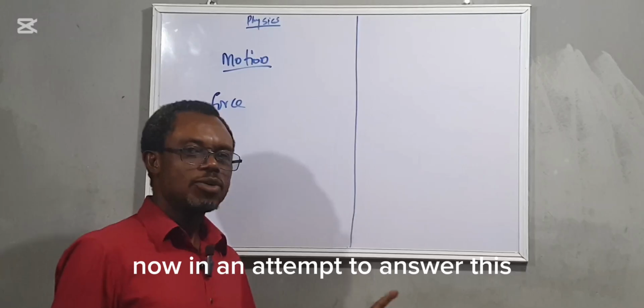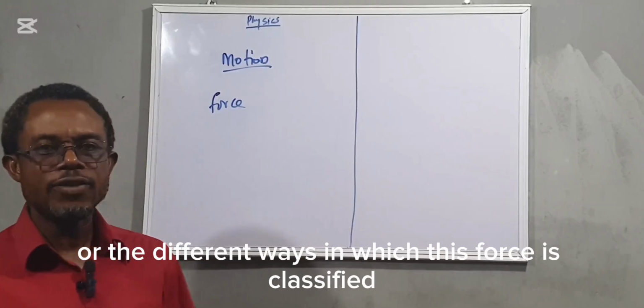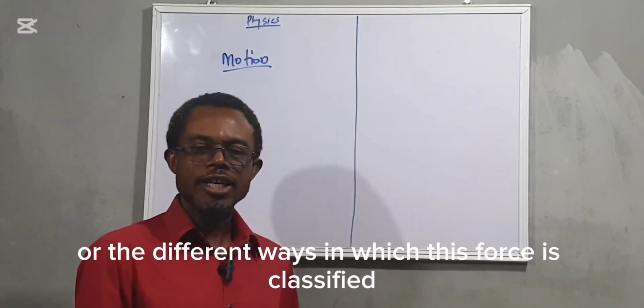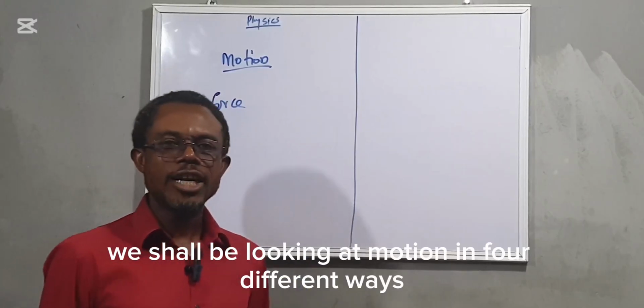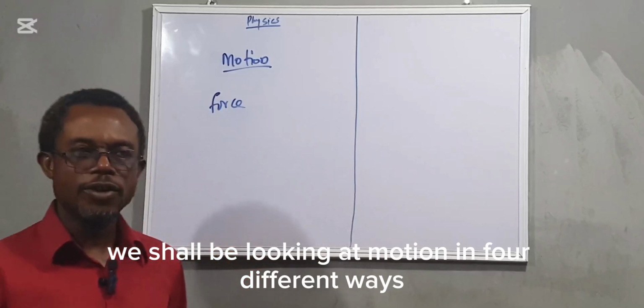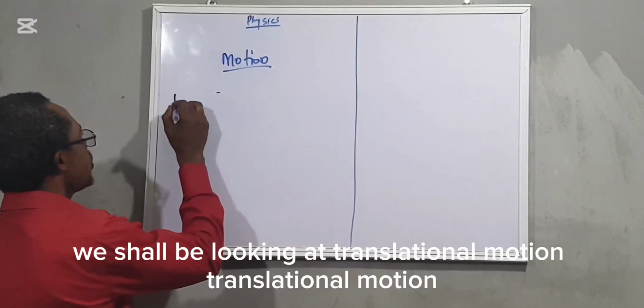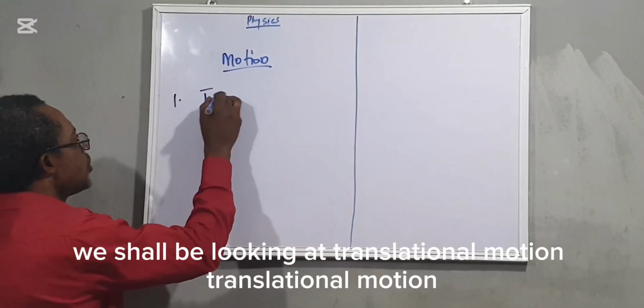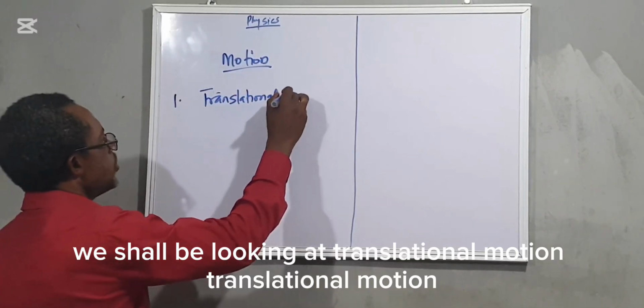Now, in an attempt to answer this, we need to understand the mode of operation or the different ways in which this force is classified. So at the level we are today, we shall be looking at motion in 4 different ways or types. 1, we shall be looking at translational motion.